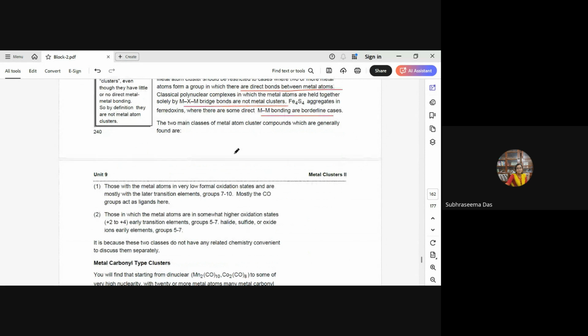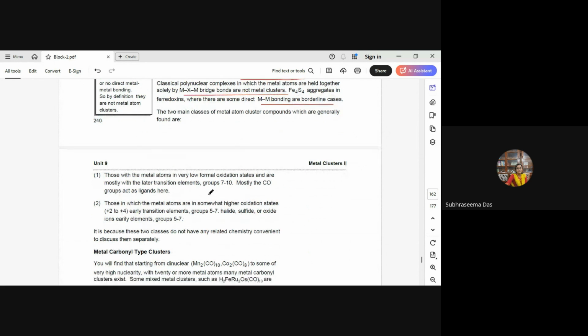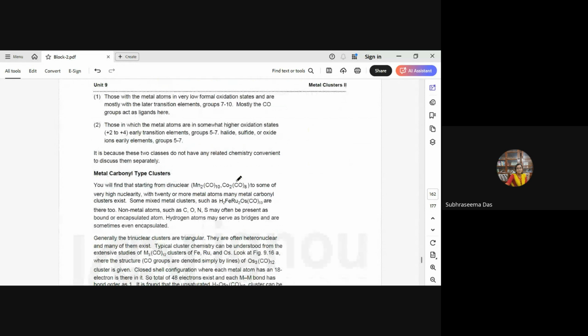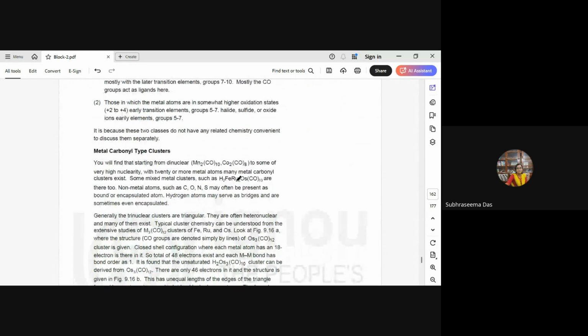There are two main classes of metal atom cluster compounds which are generally found. First, those with the metal atoms in very low formal oxidation state, where mostly CO acts as the ligand. Second, those in which the metal atoms are in higher oxidation state, that is +2 to +4. The compounds have been divided into these two classes. So coming to metal carbonyl type clusters.